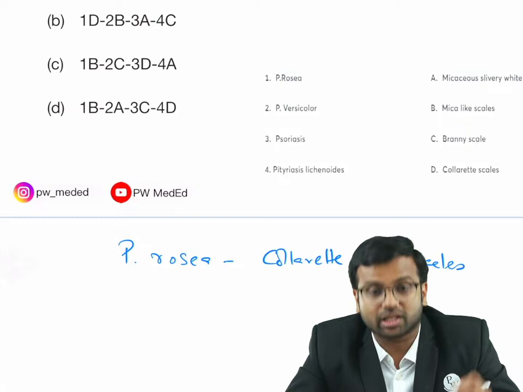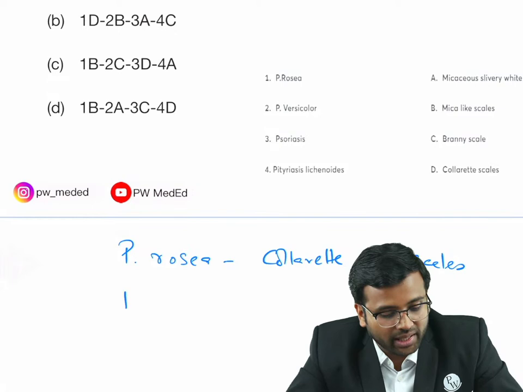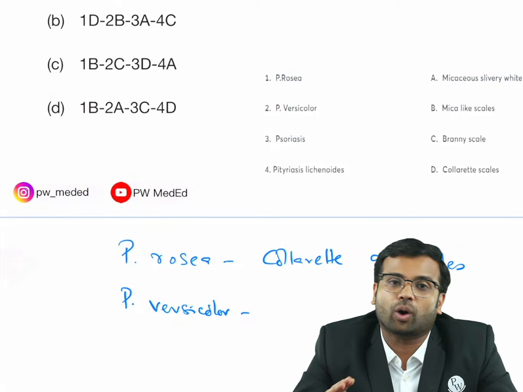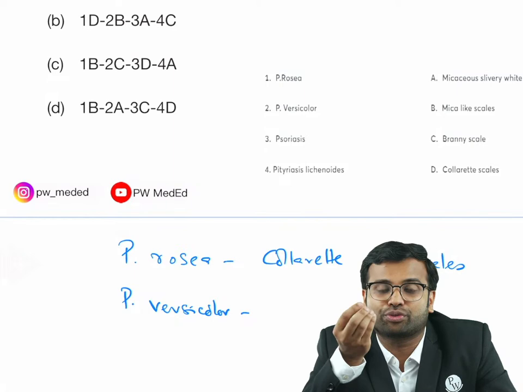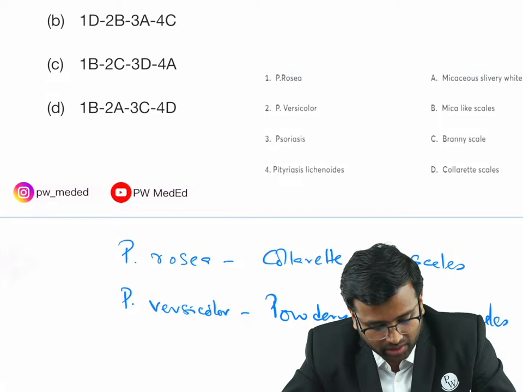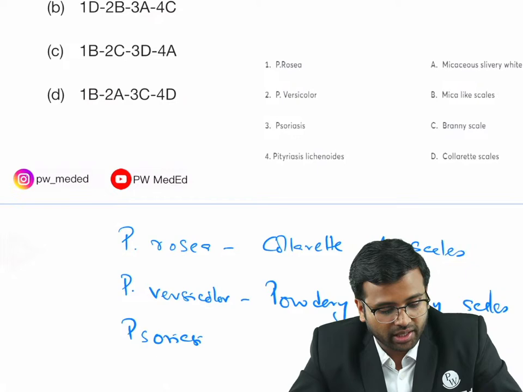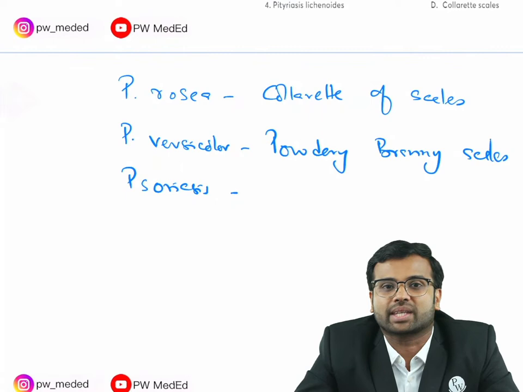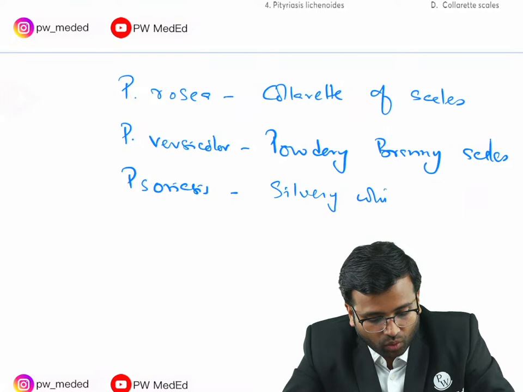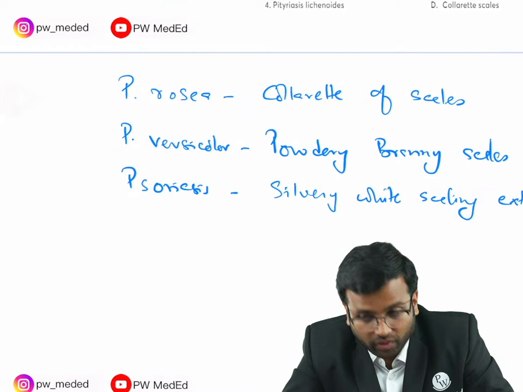Now let us see what is the second option. In pityriasis versicolor, what is pityriasis versicolor? It is a fungal infection also called as tinea versicolor. So in tinea versicolor, you can see those fine powdery branny scales. Now let us see the next one. What is the type of scaling that you see in psoriasis? Now all of us know very well that in psoriasis, you get that silvery white scales over the extensor surfaces, right? So these are silvery white scaling over extensors.